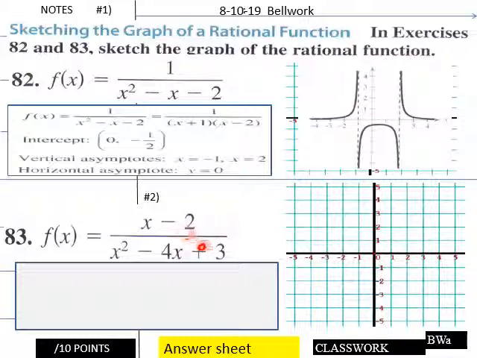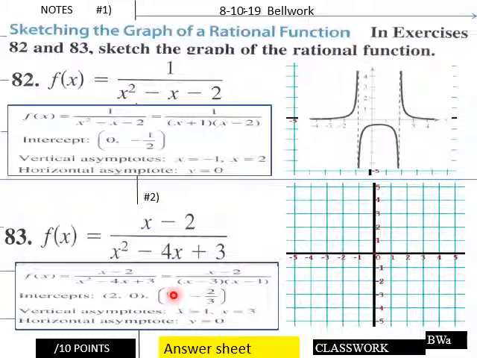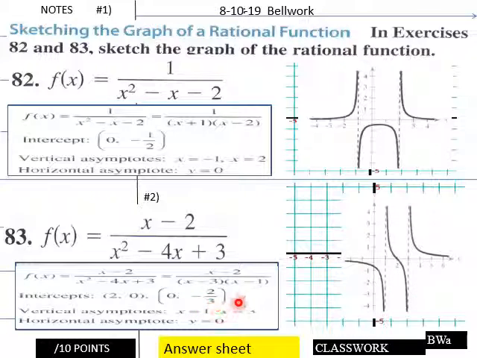And then down here, x minus 2 over x squared minus 4x plus 3. Factor it back to x minus 2 over x minus 3, x minus 1. And then we have intercepts here at 2, 0, and 0, negative 2 over 3. Then we have vertical asymptotes here of 1 and 3 gotten from this here. And then y equals 0 again will be your horizontal asymptote. And this is what that graph will look like.